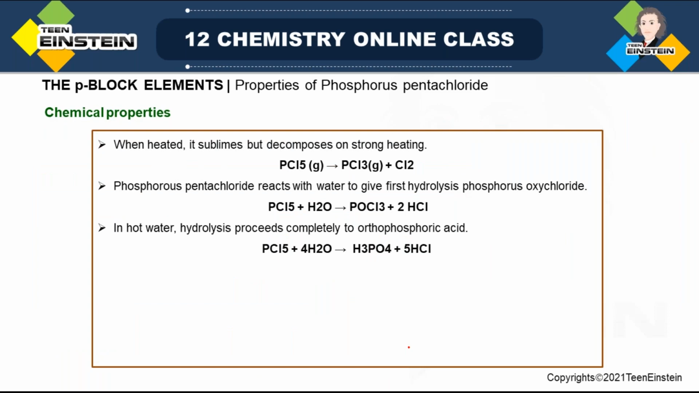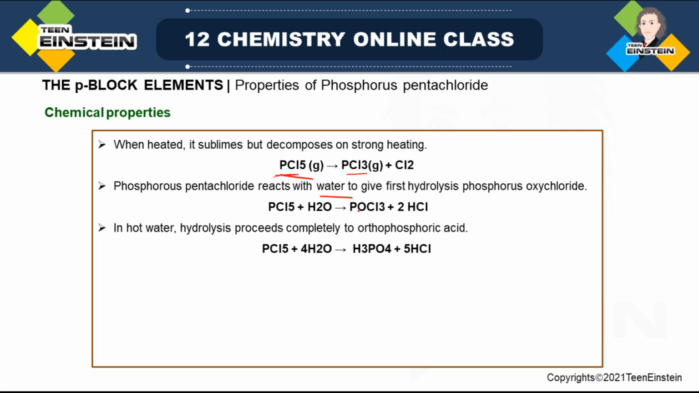Chemical properties: if you are heating PCl5, then there will be decomposition, and it will be decomposed to PCl3 and chlorine gas. See, this is actually the reverse reaction. When you prepared PCl5, you took PCl3 and chlorine together and got PCl5, but now you are heating it and you are getting the original starting materials, PCl3 and chlorine.